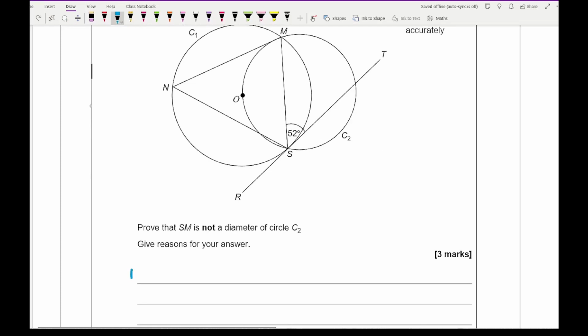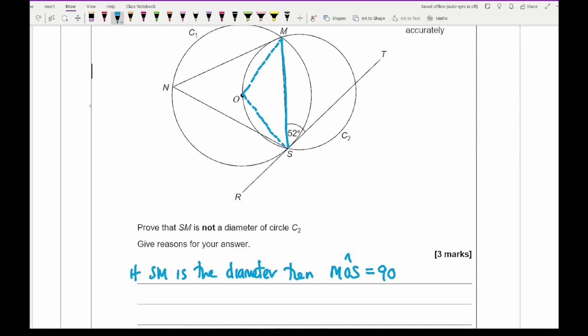So if SM is the diameter, even though we know that it's not, then the angle MOS is going to equal 90 degrees, because looking at this length here, and if I just draw a point here, the rule of a semicircle is that the angle opposite the diameter is 90 degrees. So we want to see if this angle here is 90 degrees. So let me get rid of that for starters.